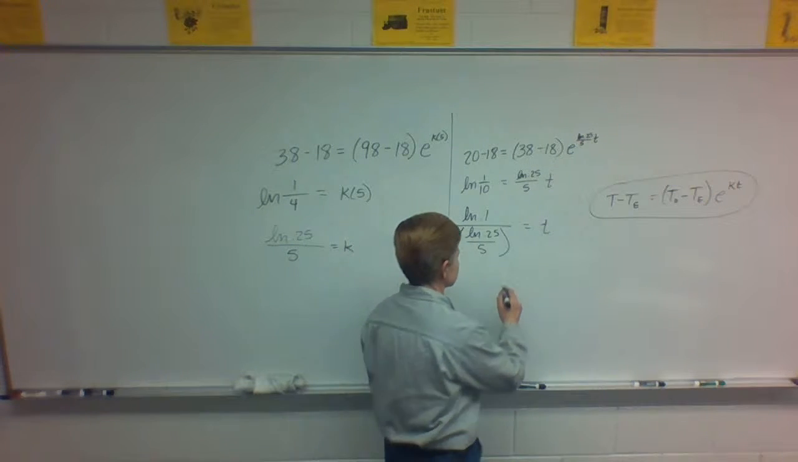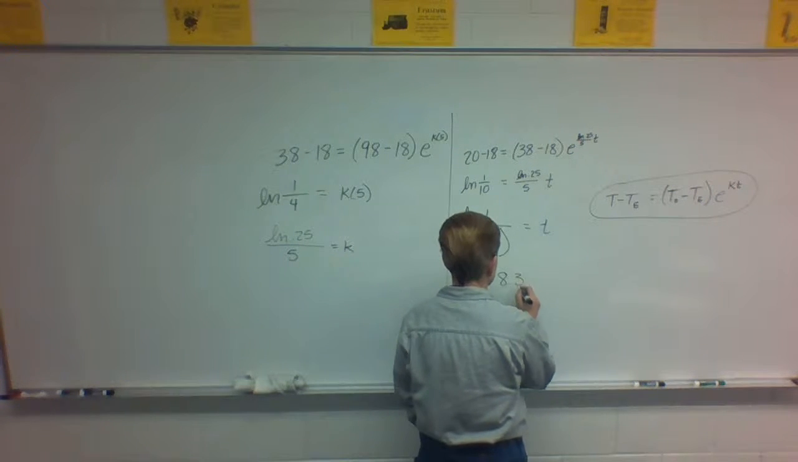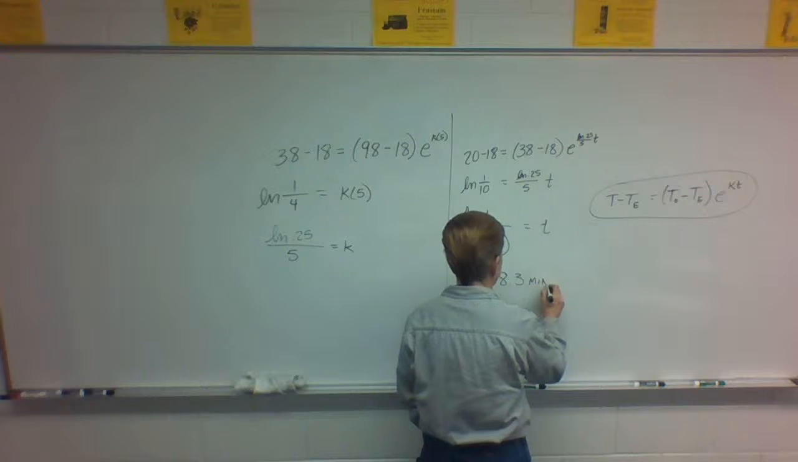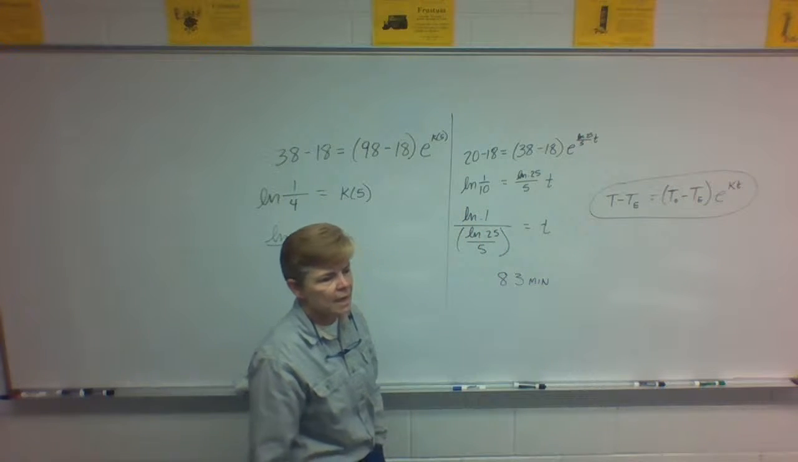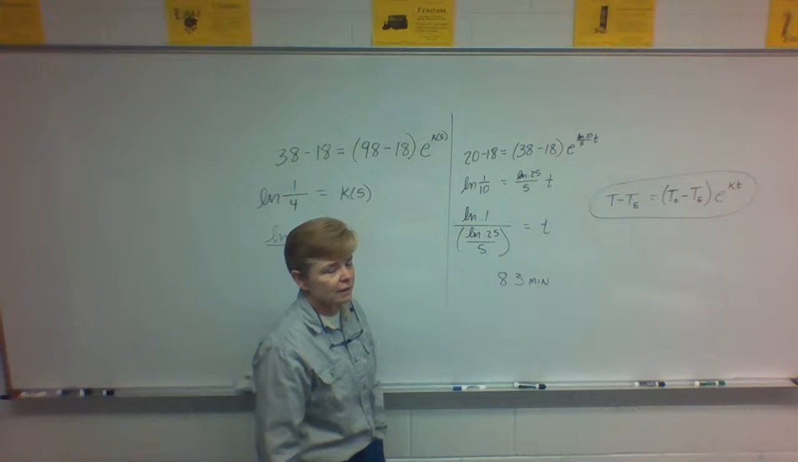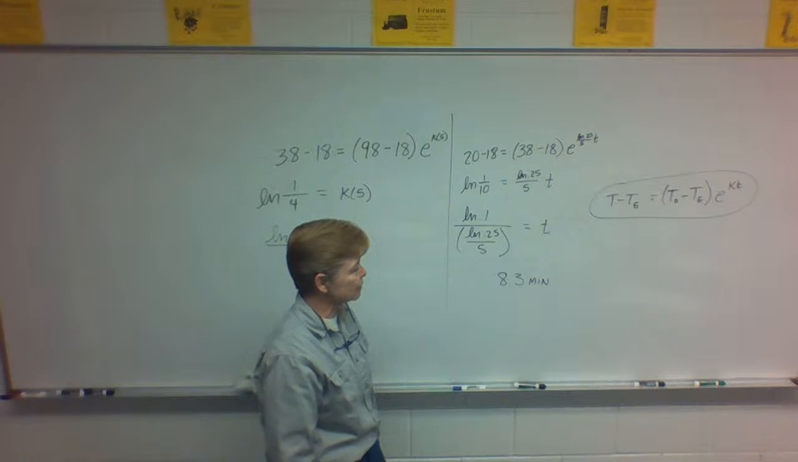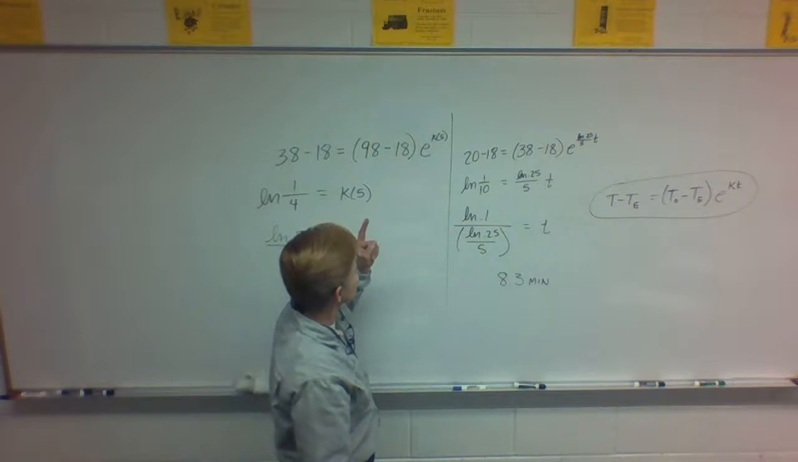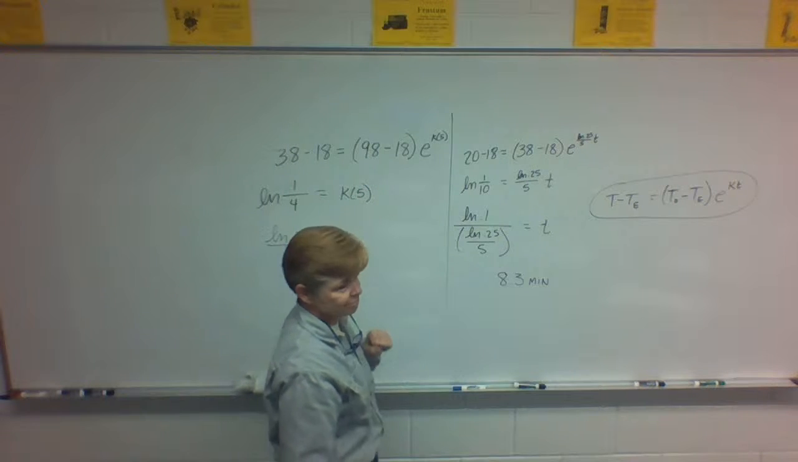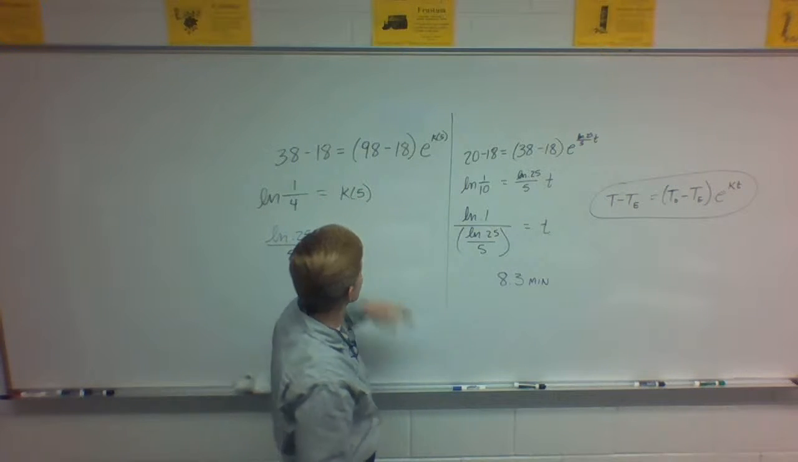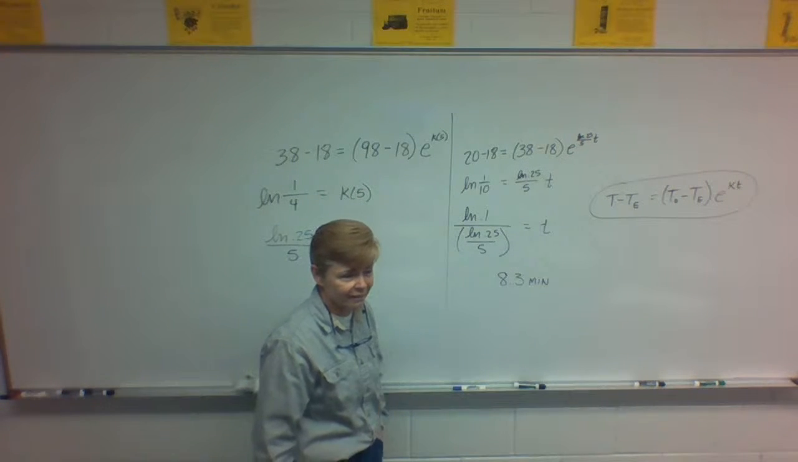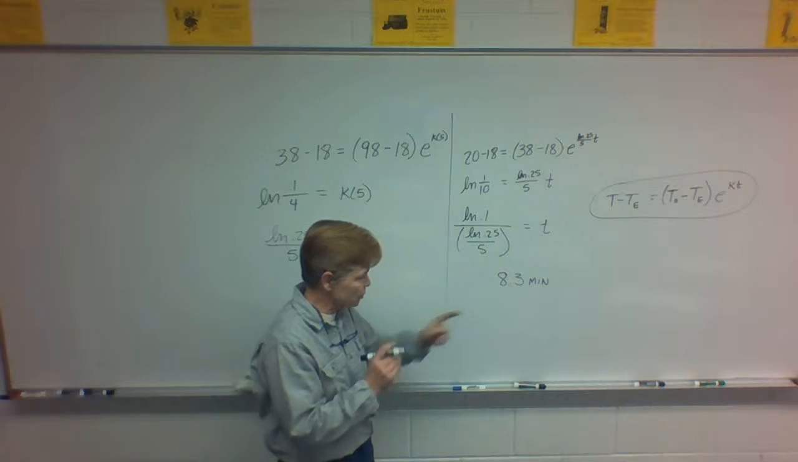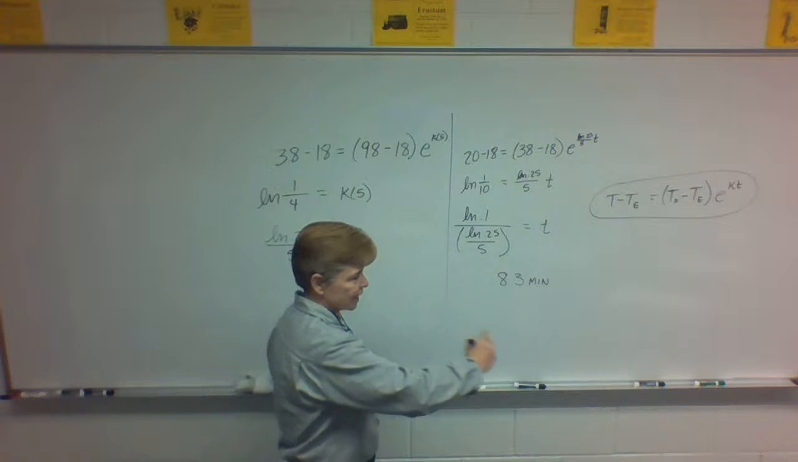8.3 what? Minutes. This is really good evidence that this thing is exponential and dropping faster at first. And it's beginning to flatten out because it took 5 minutes to go from 98 to 38. It took another 8 minutes to go from 38 to 20. A lot smaller gap in temperature, a lot more time, because it's starting to flatten.